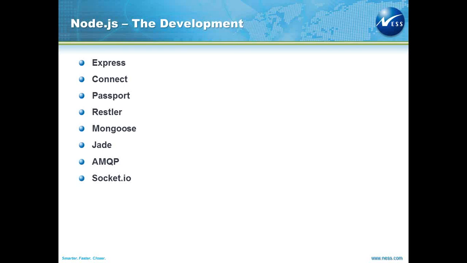AMQP is an advanced messaging queue protocol and supports the publish-subscribe model. So if your application has requirements to work off queues like ZeroMQ or RabbitMQ, your life would be made a lot easier by using AMQP. Socket.io, we just saw an example of Socket.io, a simple chat application. It helps you create real-time apps with ease, across browsers and mobile devices. So this is about the development.